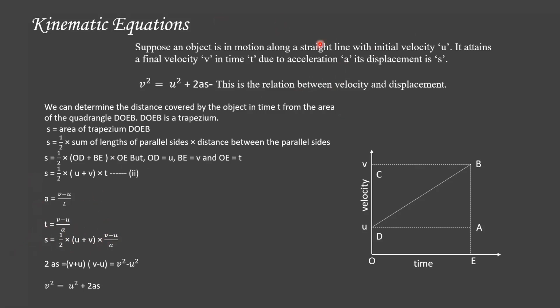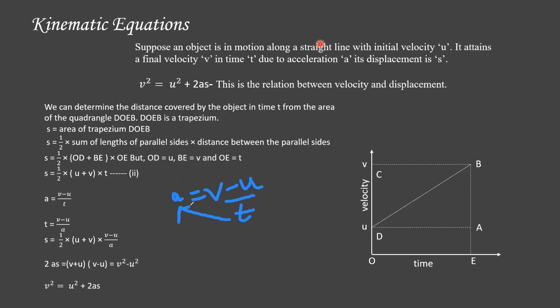So people, we have this formula over here: s is equal to half into (u plus v) into t. And now the formula a is equal to (v minus u) by t is the basic formula for acceleration. Now I have these two formulas and I'm just going to combine them. So if I have a is equal to (v minus u) by t.